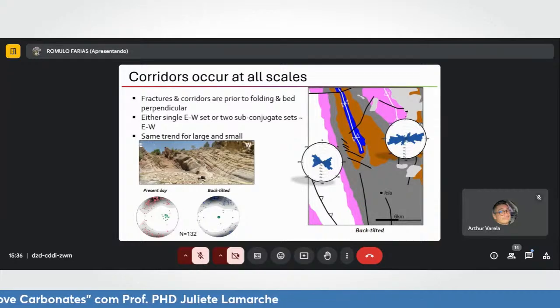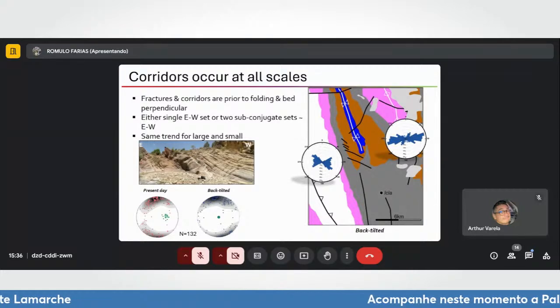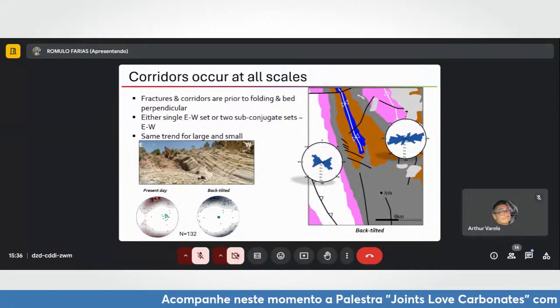And this is the fold test. So here it's the present-day fracture position. And this is back-tilted on both sides. That means that they formed before folding.